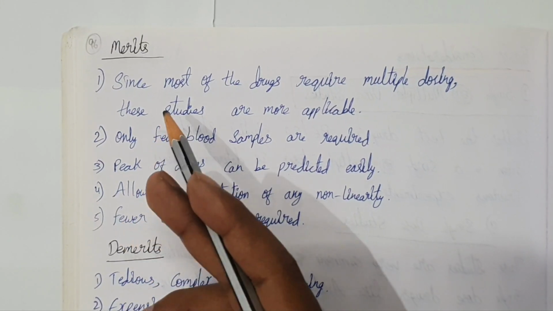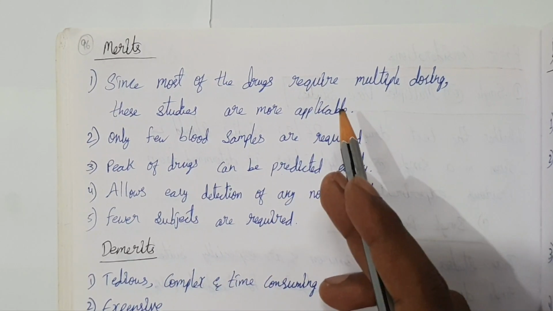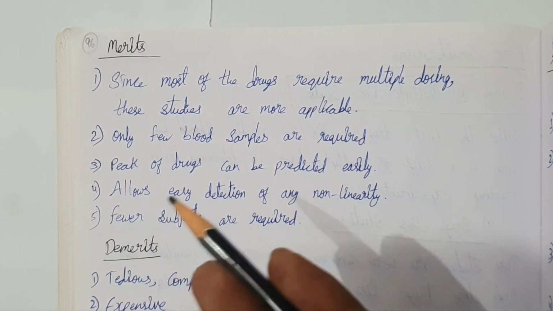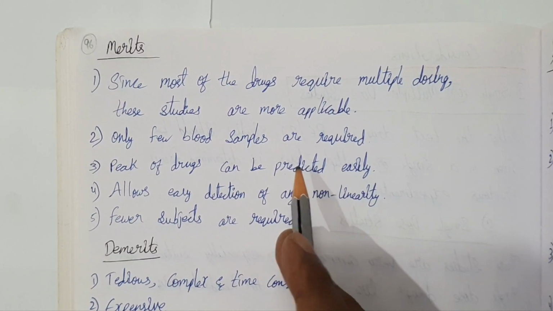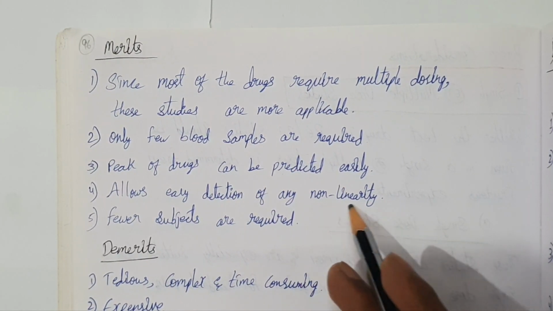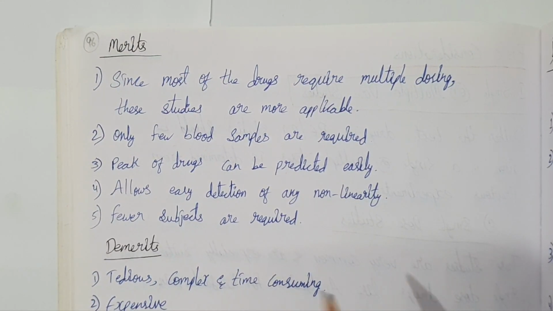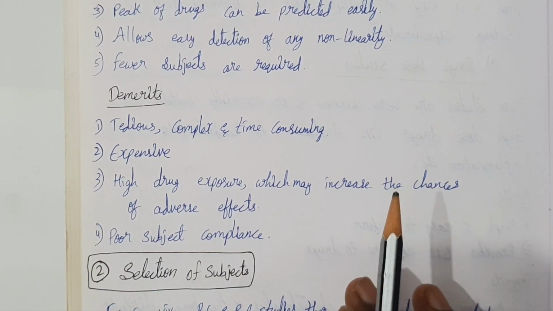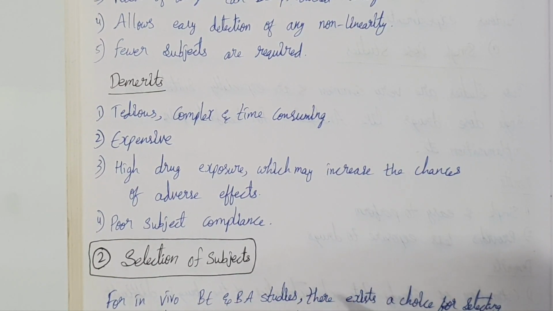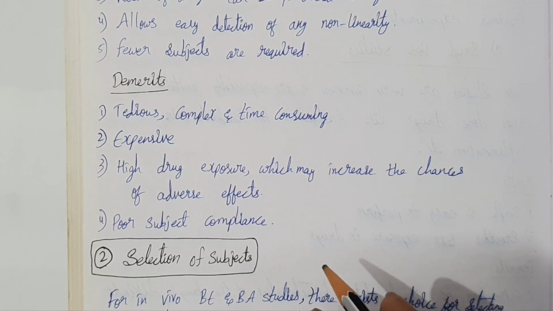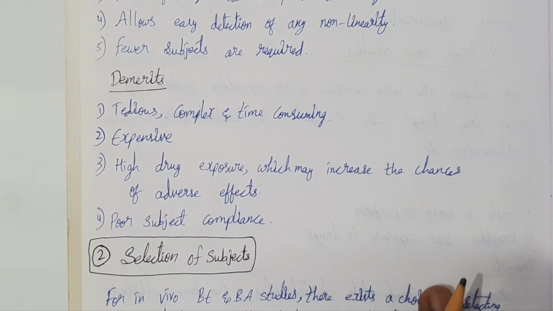Merits of multiple dose studies are they are more relevant for chronic medications, fewer blood samples are needed, and it predicts the drug peak accurately. It helps in detecting non-linearity in drug absorption, and it requires fewer subjects. Demerits include these studies are time consuming and complex. They are more expensive, and higher drug exposure may cause adverse effects. Patient compliance can be a challenge here.